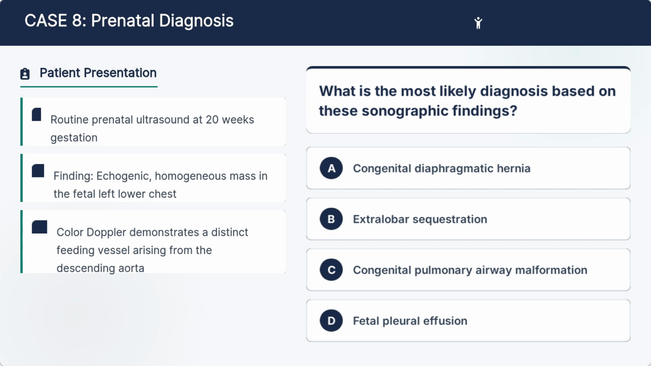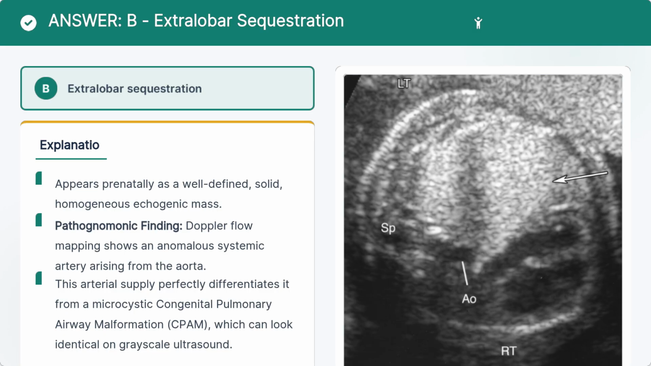Pay careful attention to the Doppler finding, as it is the most diagnostically decisive piece of information in this case. The correct answer is option B, extralobar sequestration. On prenatal ultrasound, bronchopulmonary sequestration appears as a well-defined, solid, homogeneous echogenic mass. On grayscale ultrasound alone, this appearance can be virtually identical to a microcystic congenital pulmonary airway malformation.